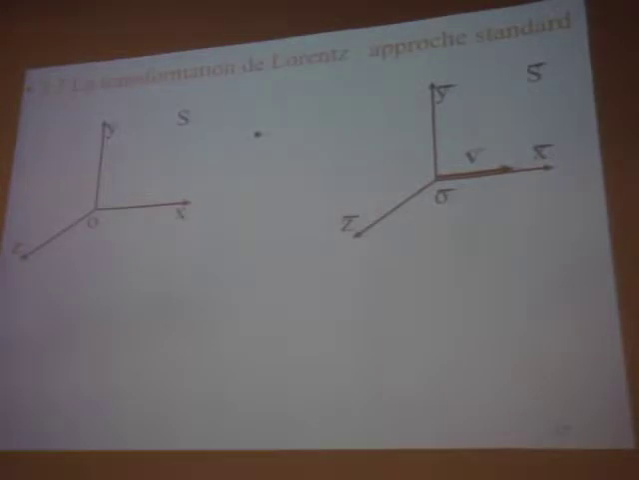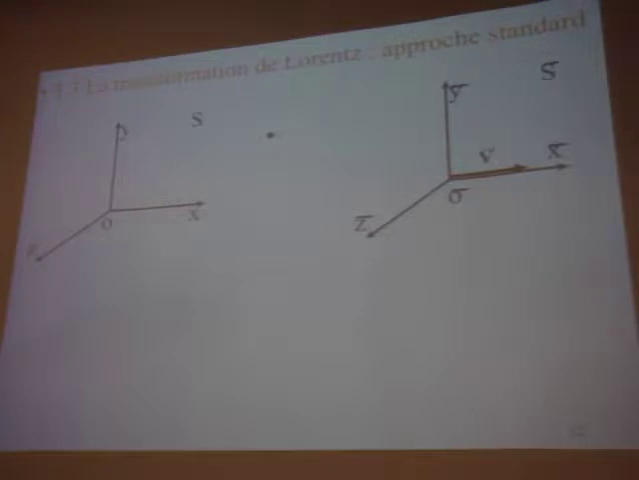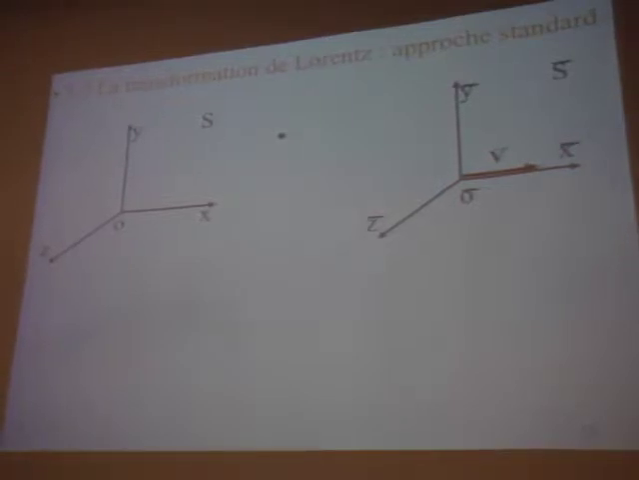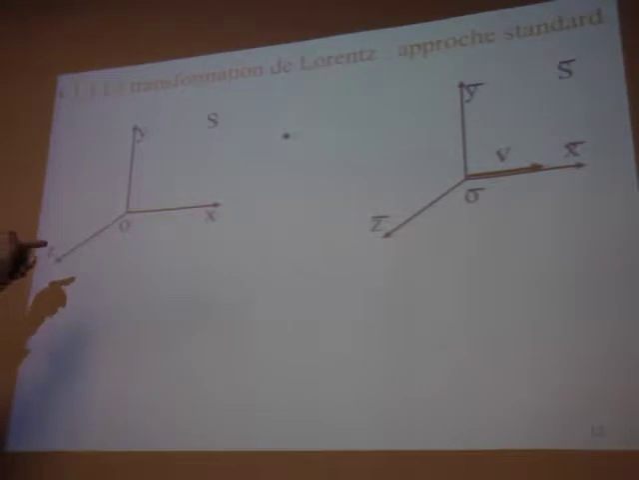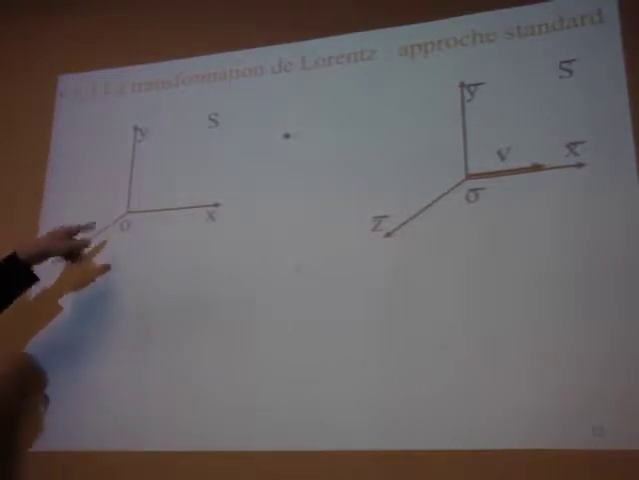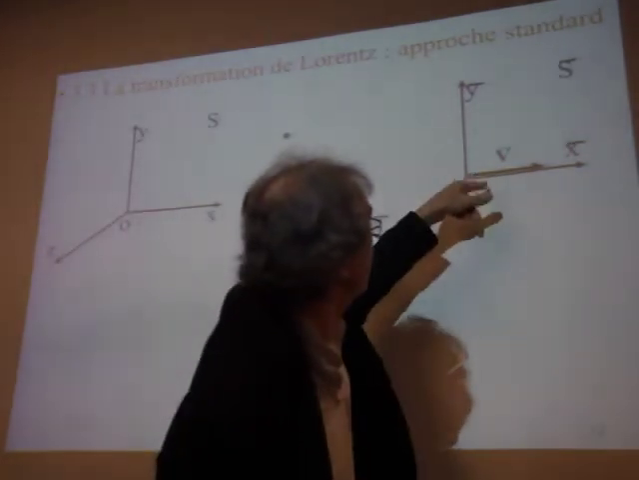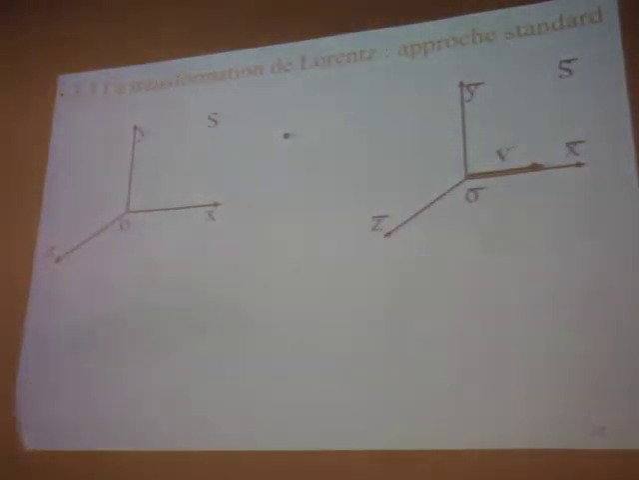Now we come to the Lorentz transformation, which is the approach followed by Einstein to account for all the difficulties encountered during the past century. So he still assumes that one reference system is fixed, here. The other one travels with a constant velocity v.